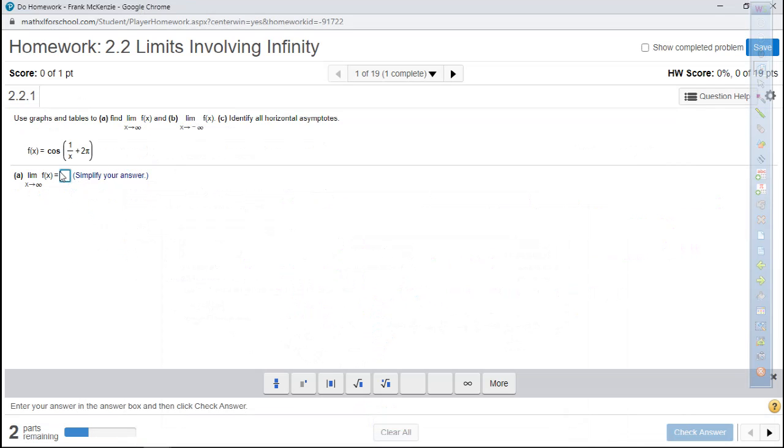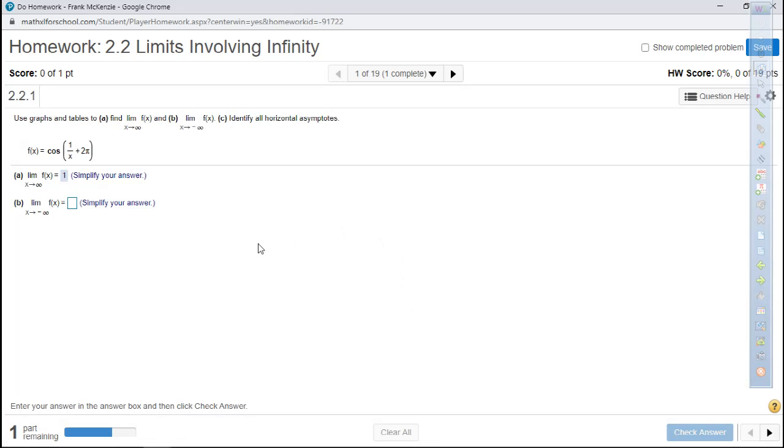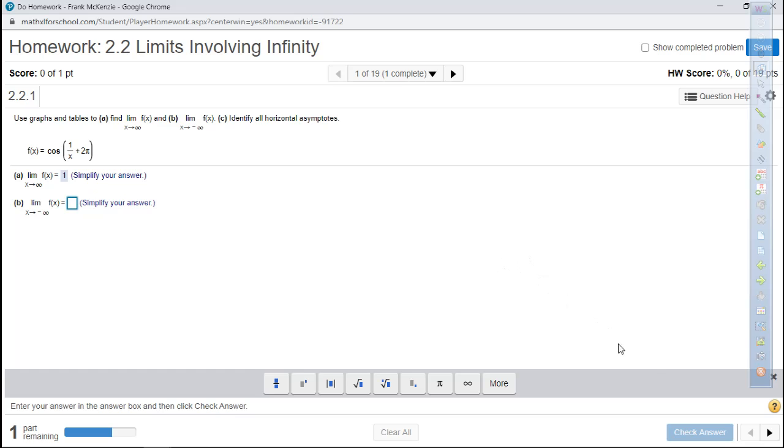So the limit of f of x as x approaches infinity is going to be 1. What about when it goes to negative infinity? Well, it doesn't matter whether it's approaching 0 from the negative values or the positive values. Keep in mind, it will be approaching from the negative values, because you're dividing 1 by some negative really large number. But 0 doesn't have a sign, so it's still going to approach 0. So this is still going to approach the cosine of 2 pi, which is still going to be 1.